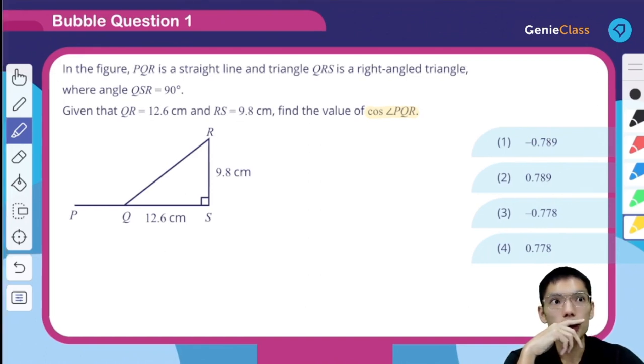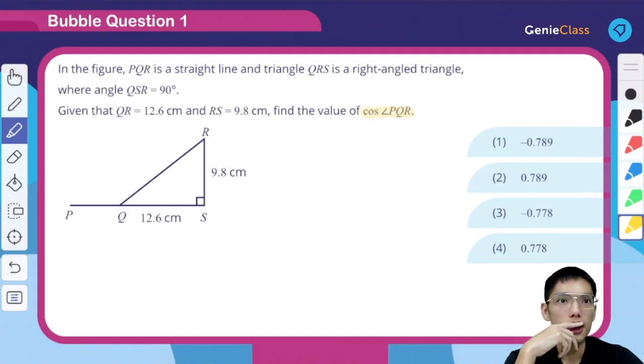Okay, take note, I want cosine of PQR. Some of y'all have fallen into the trap. Take note, I'm finding PQR over here. Cosine of PQR, what does it mean? Take note, I want cosine. Some of y'all went straight away to find another ratio, so take note.